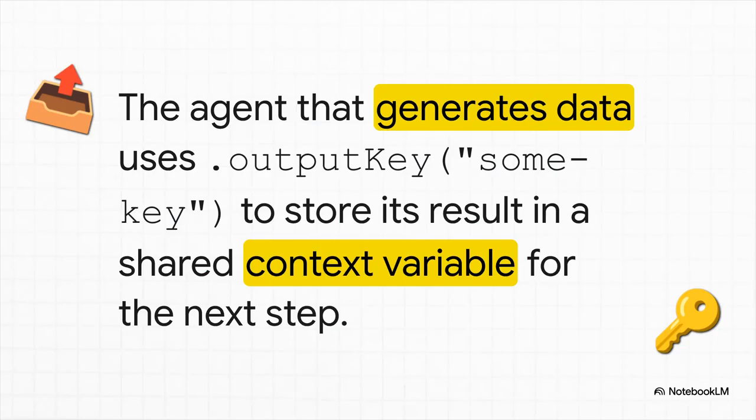But you're probably wondering, how does one agent in this sequence pass its results to the next one? Well, the magic is in something called state passing, and it starts with this output key. When the first agent, the producer, finishes its job, it uses this method to save its result into a shared memory space under a specific name.